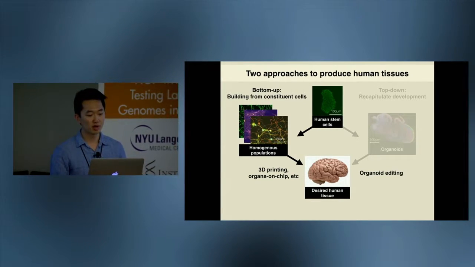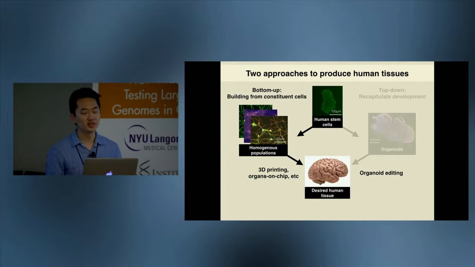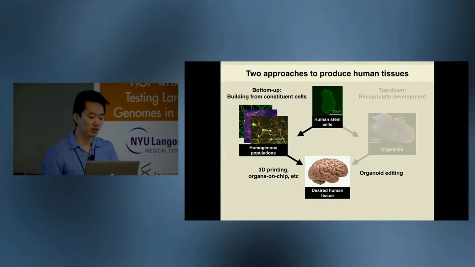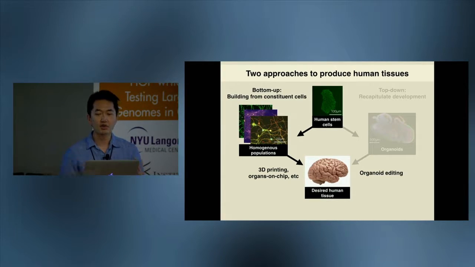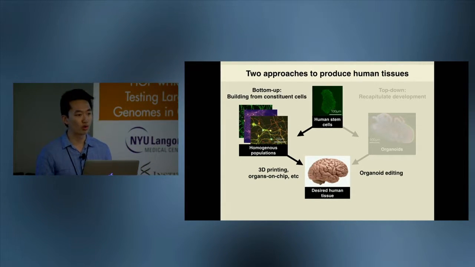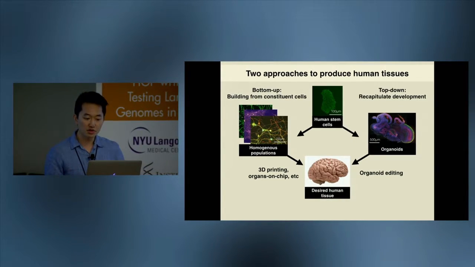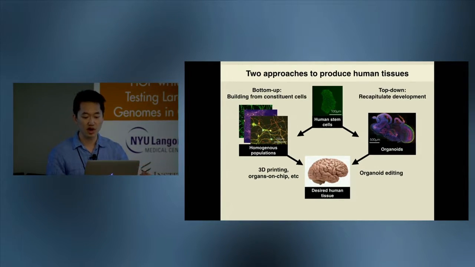One is a bottom-up approach starting from constituent cells and you build it up, and another one is a top-down approach where you recapitulate development and build large organoids. So in the bottom-up approach, one might start with human stem cells and differentiate them into homogeneous populations of specific cell types of interest. And then afterwards assemble them either by 3D printing methods or organ-on-chip methods and so on to get the desired tissue type. In the complementary approach, we might recapitulate development closely and try to do as much as we can to allow the stem cells to do what they do and derive organoids from them.